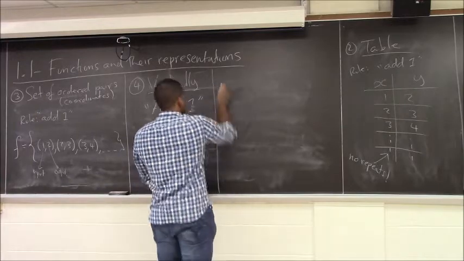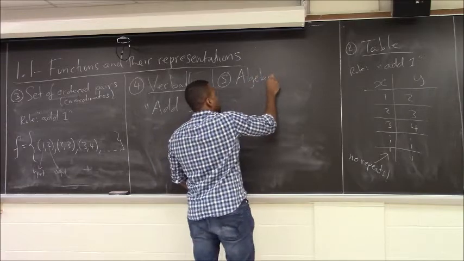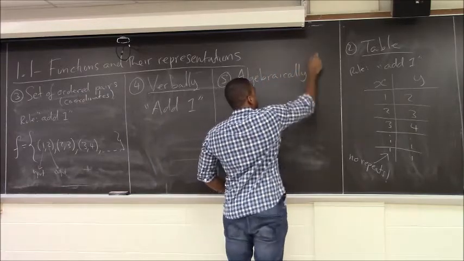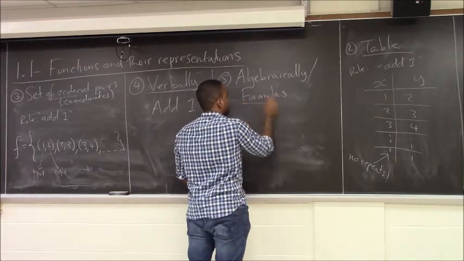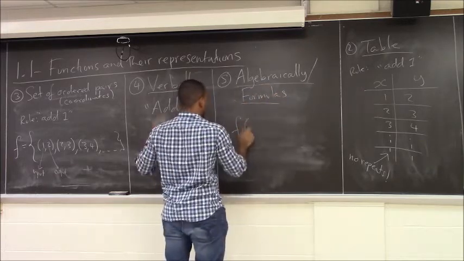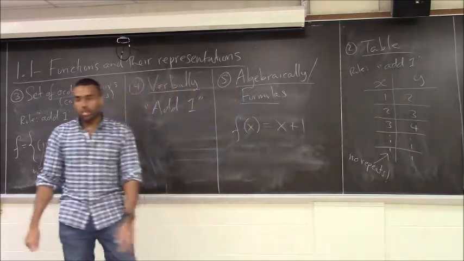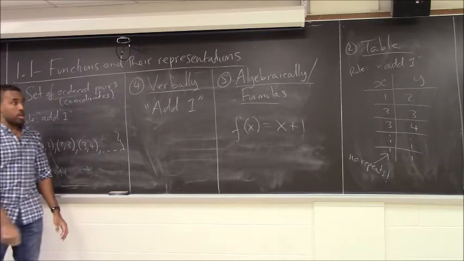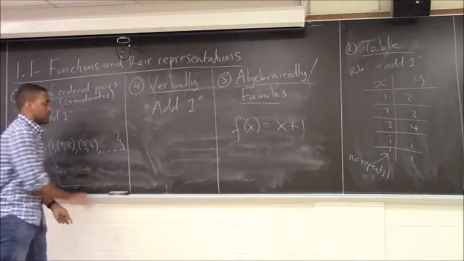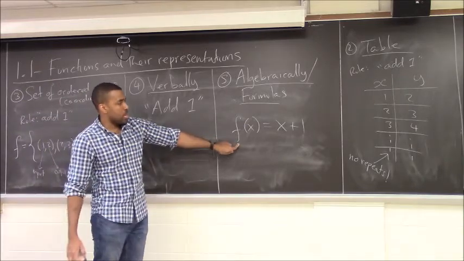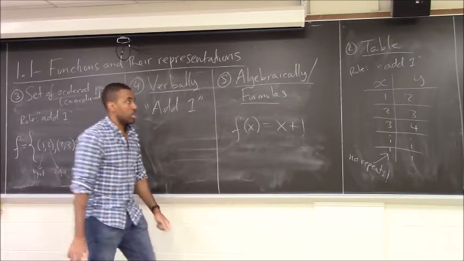Another way is to do it algebraically. By the way, that's just a fancy word for using formulas. So for example, this rule, add one, I can write it as f of x equals x plus 1. And that's how I can write the rule, add one, as a formula. I write a mathematical operation that describes what the rule is doing. Right? And I can name it at the same time and tell you what my input is. And if I want to, I can say equals y, and that's me naming what the output is.